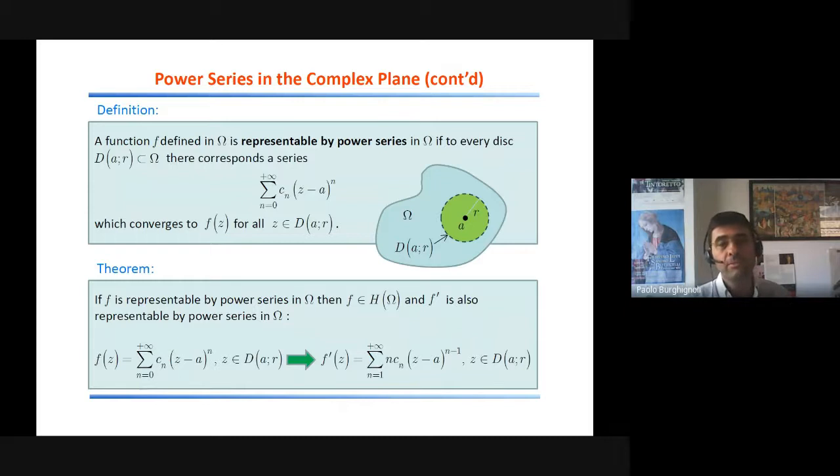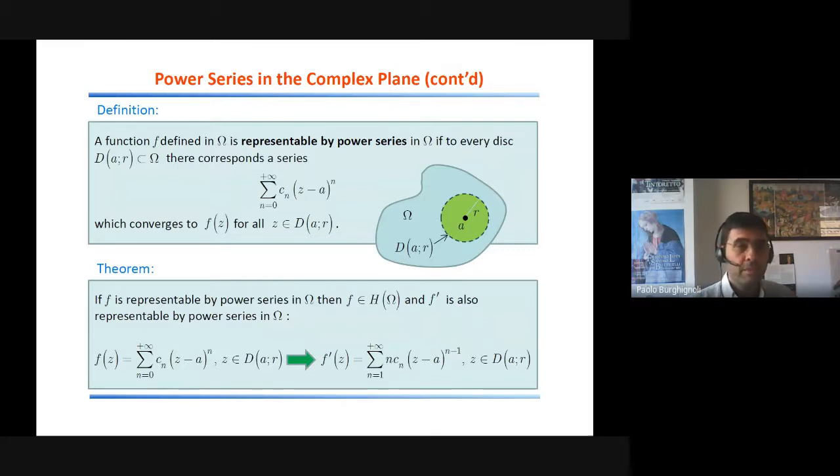A function f defined in omega, which is always an open set of the complex plane, is said to be representable by power series in omega if to every disk contained in omega there corresponds a series, which in general is different for any disk, which converges to your function f of z for all the points z inside the disk.